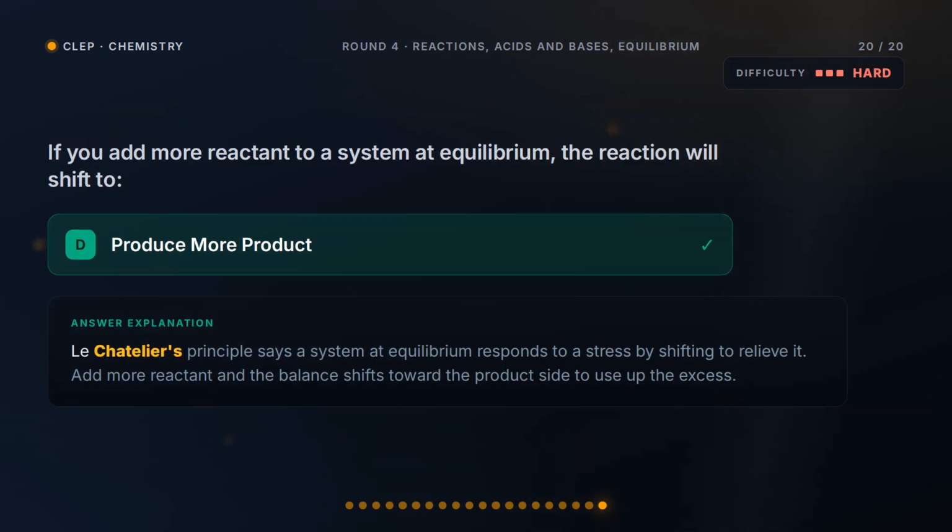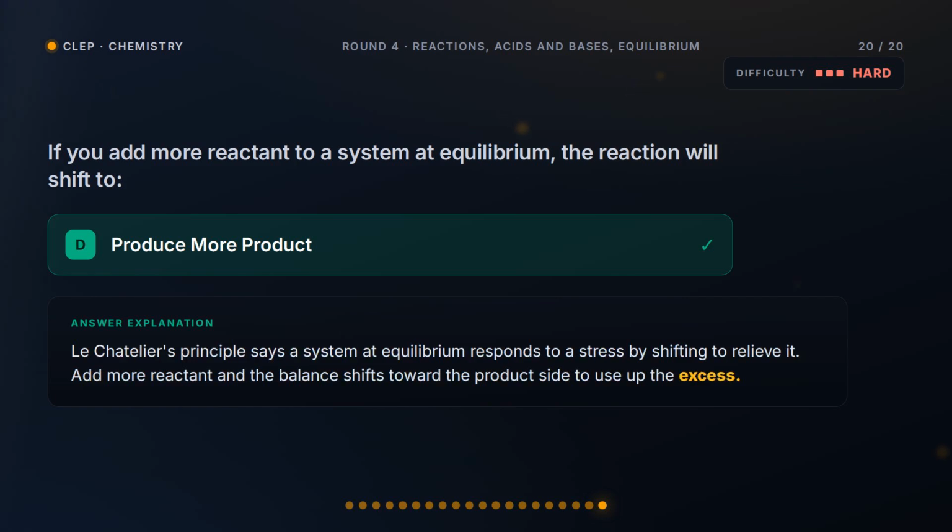Le Chatelier's principle says a system at equilibrium responds to a stress by shifting to relieve it. Add more reactant, and the balance shifts toward the product side to use up the excess.